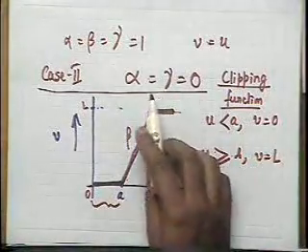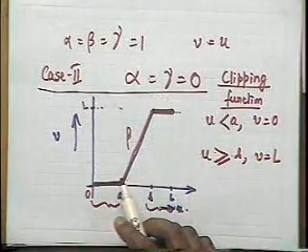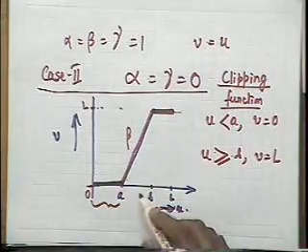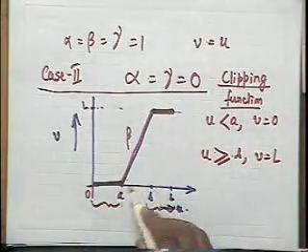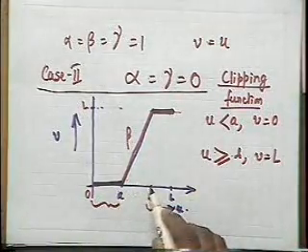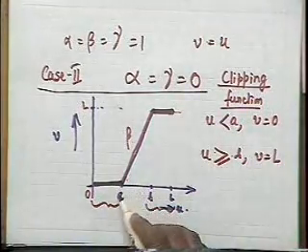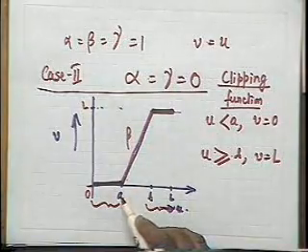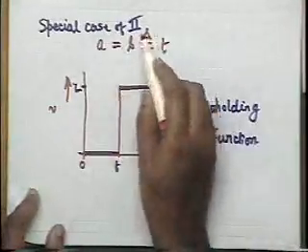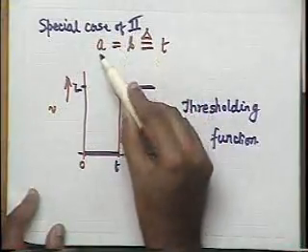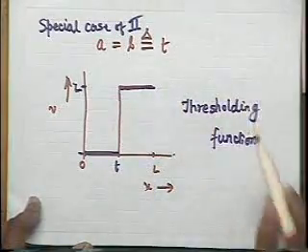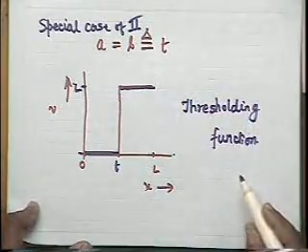For case 2, where we considered alpha equal to gamma equal to 0, we had considered a special case where we had decreased the spacing between A and B. In the limit when we have A equal to B, it results in a threshold function, which we had shown in the last class. So as a special case of this, we considered A equal to B, and that we had defined as T, where T is defined as the threshold.